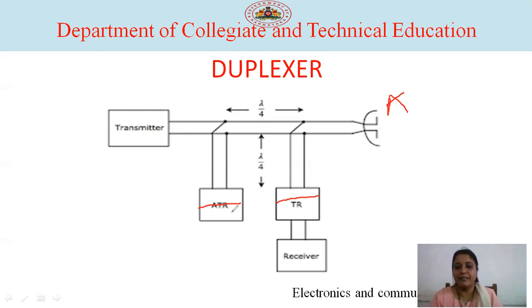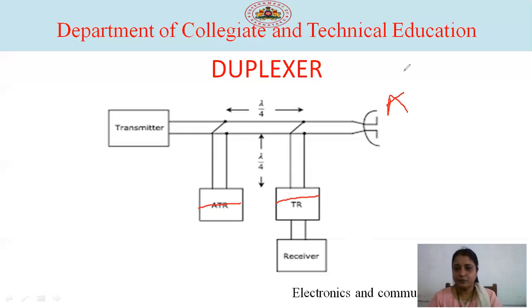Transmit receive and anti-transmit receive switches are gas discharge type tubes. Whenever high energy enters these tubes, what will happen? During that time, ionization of the gas will take place. The breakdown of the discharge will take place, and both will act as a short circuit here. And when that high energy is removed, once again they will act as an open circuit here.